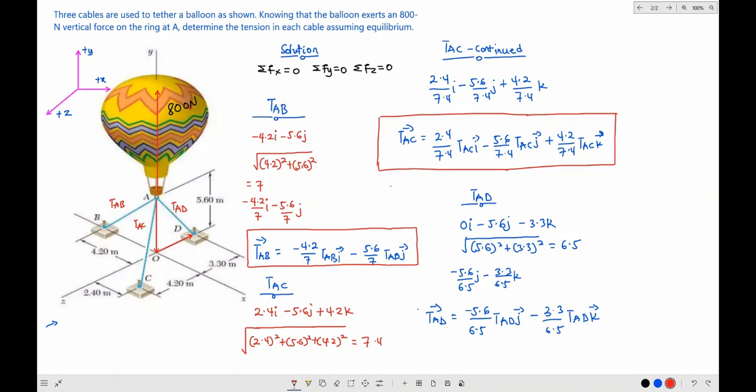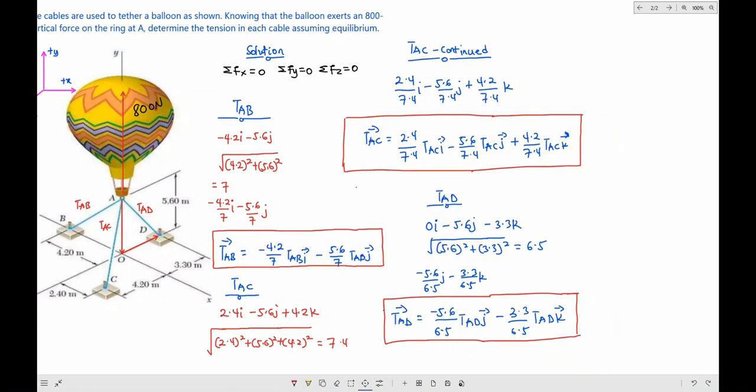So those are the components of the various tensions in the cables. Now that you know the components of the tension in the cables, you have to apply the equilibrium equations and then solve for the unknown values. So let's go ahead and look at that.